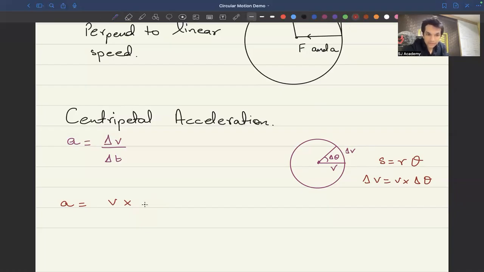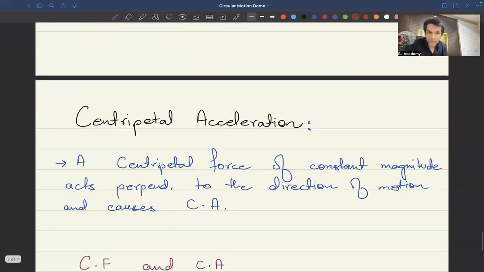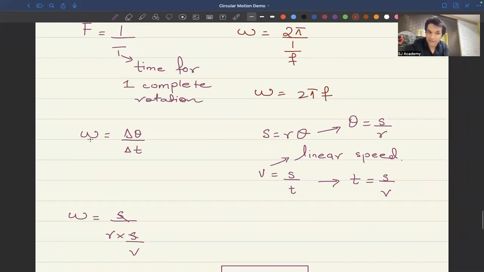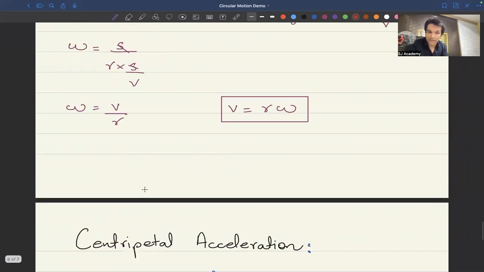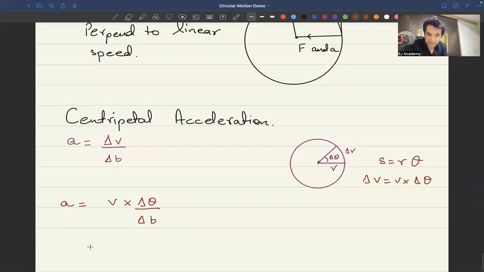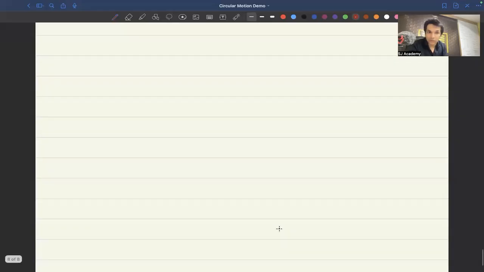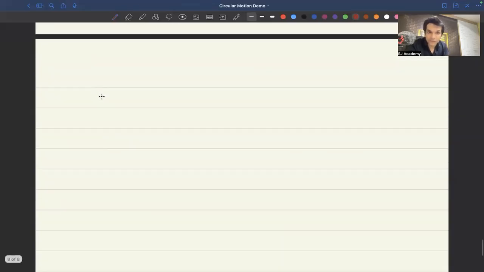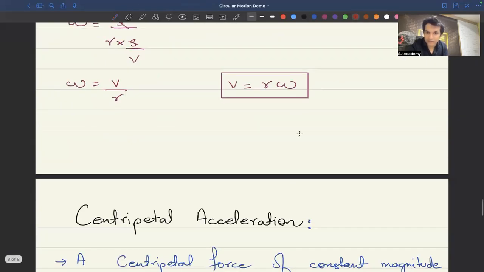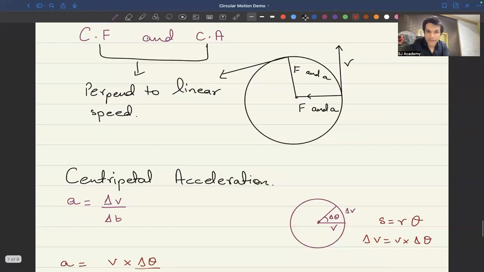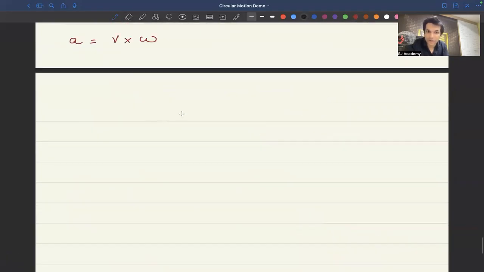So this will be delta theta upon delta t. Now we know what this represents, delta theta upon delta t. We know from earlier that it represents the angular speed. So we can write acceleration as v multiplied by omega, right? And we can also write it as, we know that v is equal to r omega from earlier.